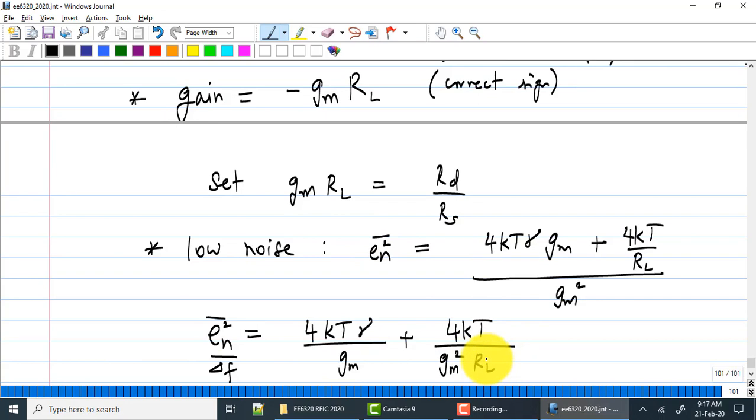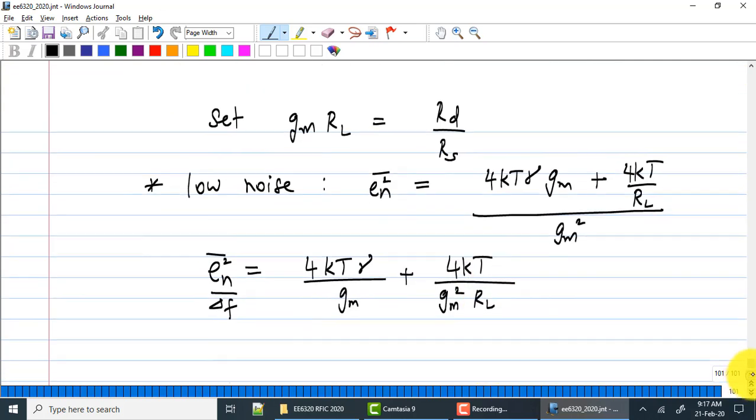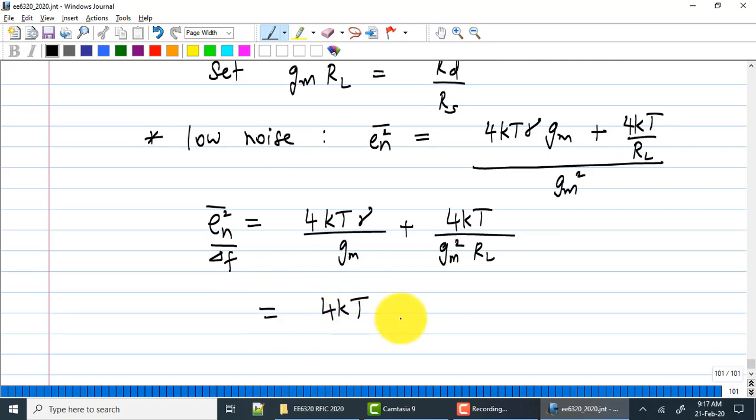RL is set. You don't have a choice because the common gate had some gain. RL is set. In fact, gm RL is set. Right? You don't have a choice. Okay. So if you were to write it like this, 4 kT by gm into gamma plus 1 over gm RL. So I'll write it as RS by RD. Okay. Gamma is a device parameter. RS and RD are set by the common gate LNA.